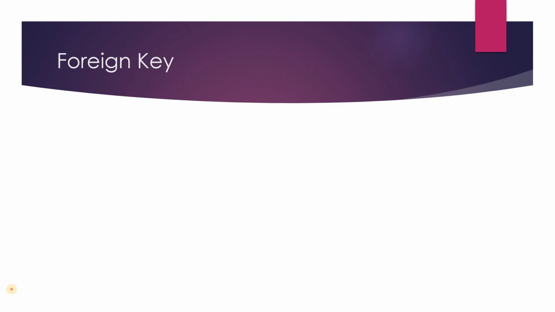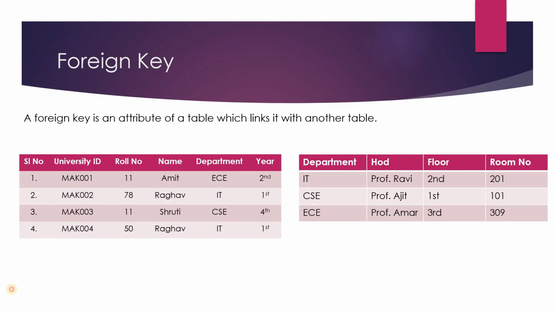Next comes the foreign key. A foreign key is an attribute of a table which links it with another table. In a database management system, it is very important to link one or more tables, and let's see how a foreign key helps us in that. We can see we have two tables. One is table students, which we have been evaluating all this time, and the other is the table HOD, which contains the information of different HODs or different departments.